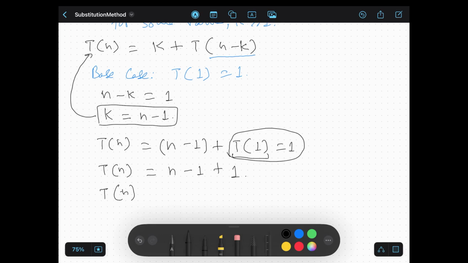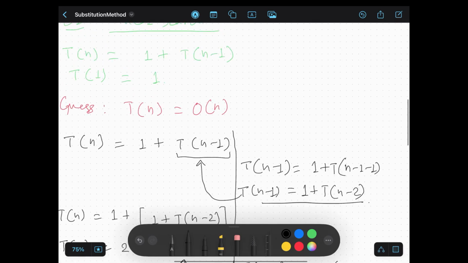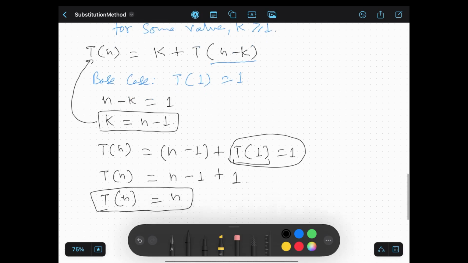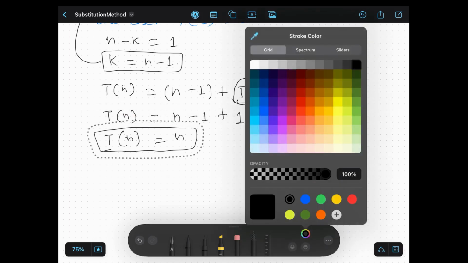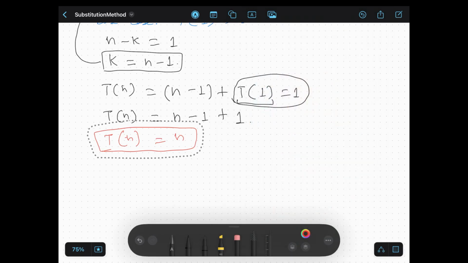And this will come out to be n. And I think that's what we guessed. So we solved our recurrence for linear search using the substitution method.